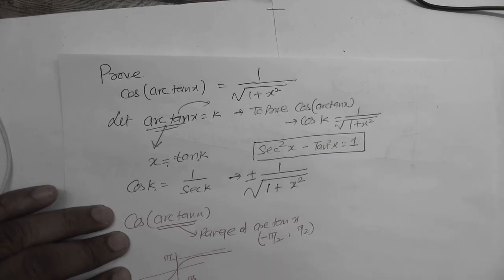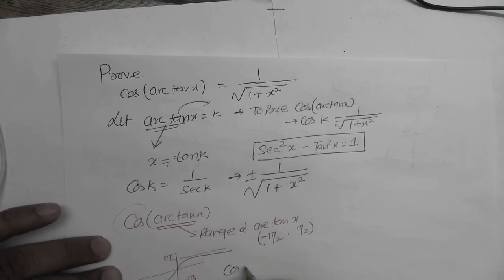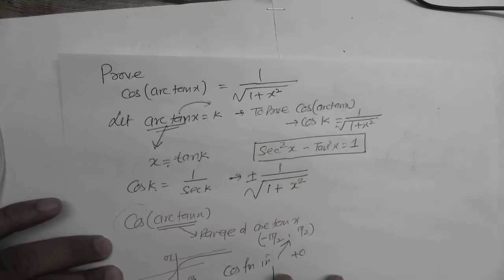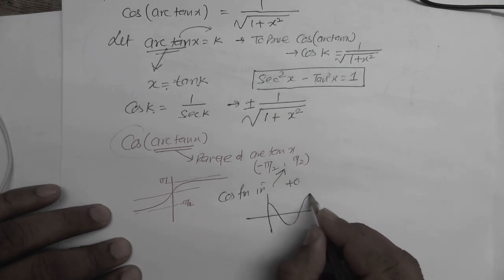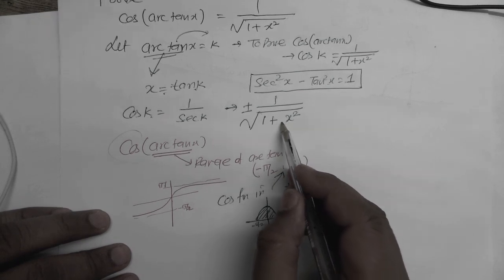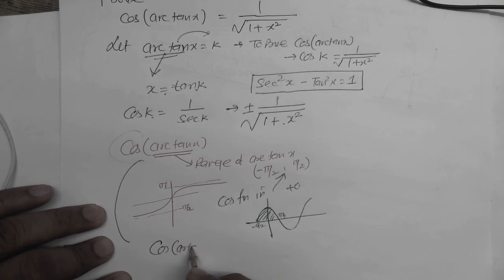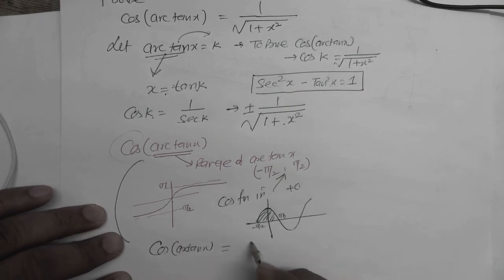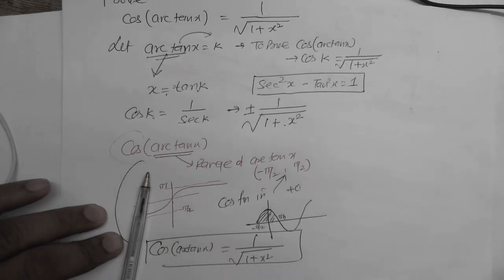And what happens, the cos function in this domain is positive. If you look at the cos graph, the cos graph is the cup shape. So between minus pi by 2 and pi by 2, cos is positive, right? So it's for that reason we can take just the positive value of this. So what does that mean, guys? The cos of arc tan x, we proved, is equal to the positive of 1 over the square root of 1 plus x squared. Okay, so we try the next ones. We do that for you now.